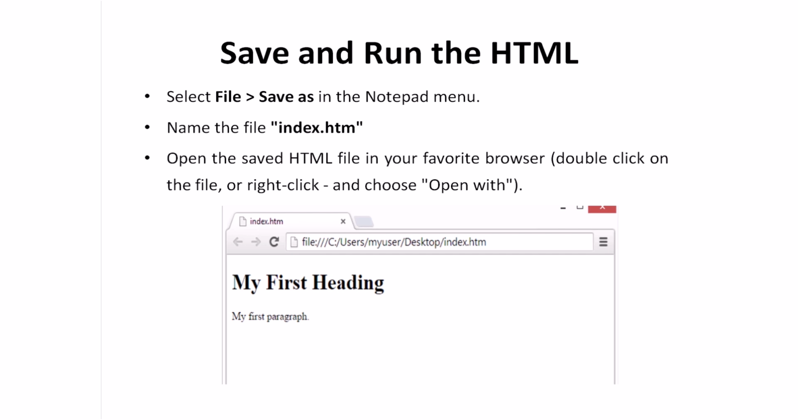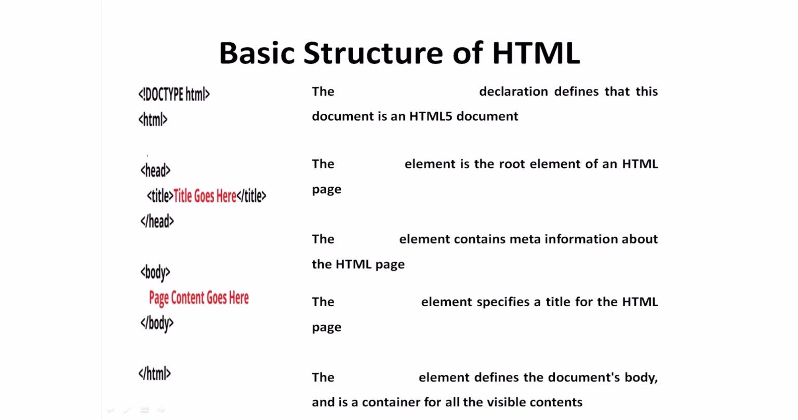Select the File menu, then select the Save as submenu in the Notepad menu, then name the file as index.html. Open the saved HTML file in your favorite browser, or double click on the file, or right click and choose Open with.